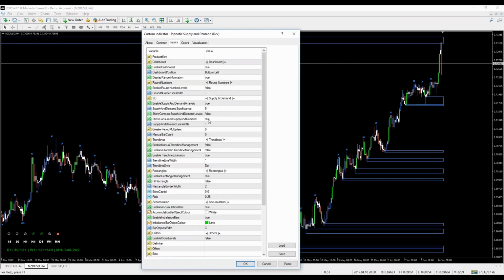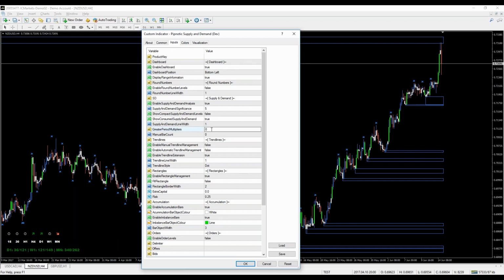Okay, great. And then we have supply and demand width, which is simply the thickness of the rectangles and the lines. Then we have greater period multipliers, and this is a very important setting. Currently it's set to 0, which means that the indicator is looking at the current time frame plus 0, which means that the current time frame is 4 plus 0, still the 4 hour.